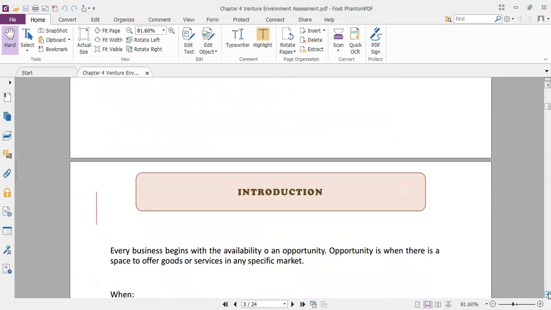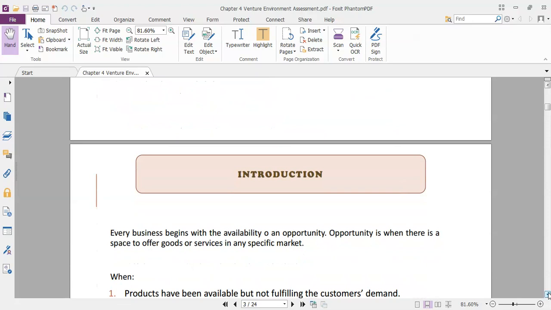So let's look at the introduction. Every business begins with the availability of an opportunity. An opportunity is when there is a space to offer goods or services in any specific market. As I mentioned last week, every business comes about because there is an opportunity and problems. If problems arise, they lead to opportunities.